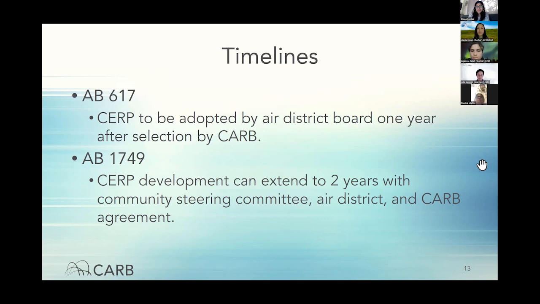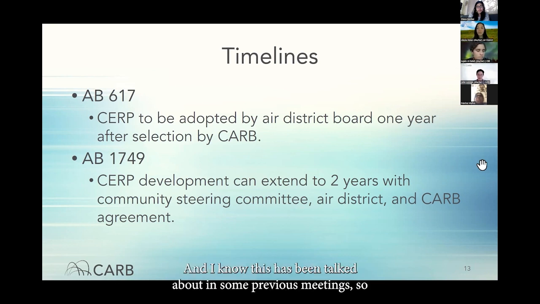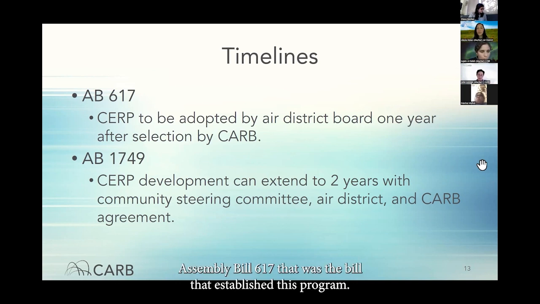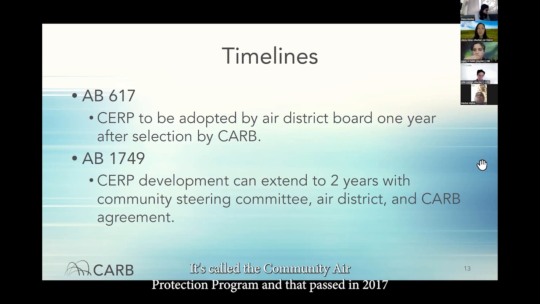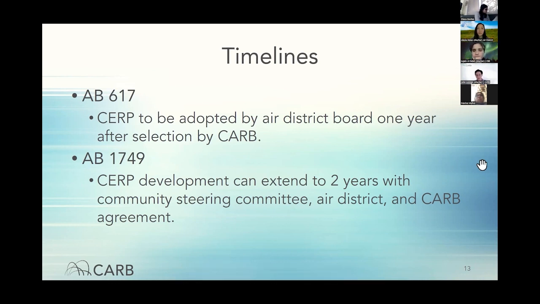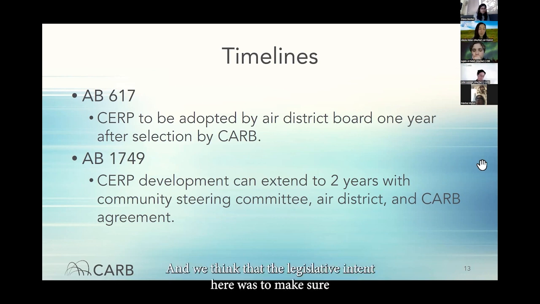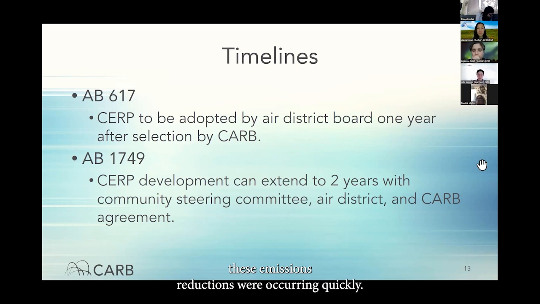So on this slide we have: what does the law say about timelines to develop SERPs? I know this has been talked about in some previous meetings. Assembly Bill 617 was the bill that established this program, called the Community Air Protection Program, and it passed in 2017. It said that SERPs need to be adopted by the Air District 1 year after selection by CARB in the program.